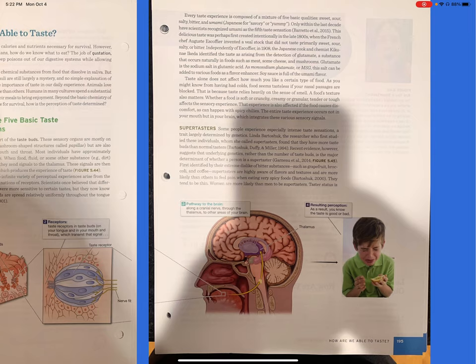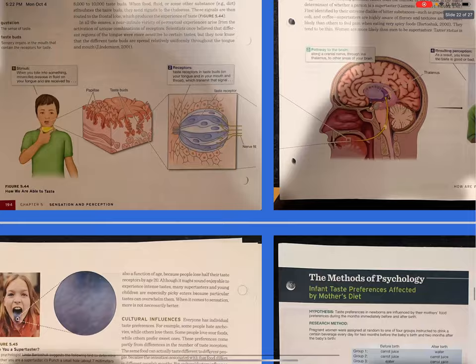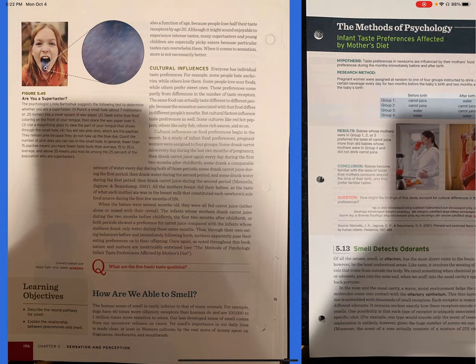They tend to be thin. Women are more likely than men to be super tasters. Taster status is also a function of age, because people lose half their taste receptors by age 20. Although it might sound enjoyable to experience intense taste, many super tasters and young children are especially picky eaters because particular tastes can overwhelm them. When it comes to sensation, more is not necessarily better.